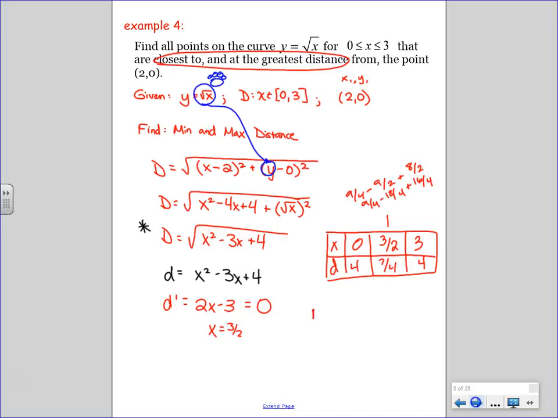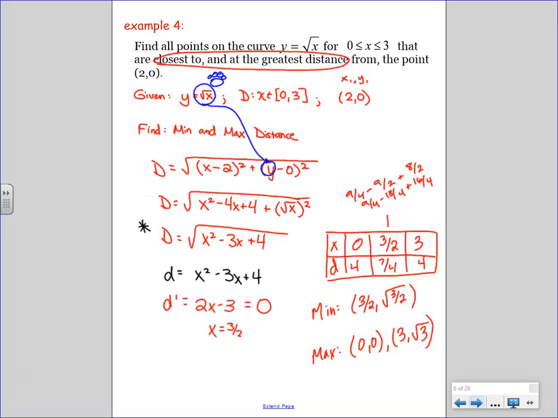So question. For the min distance, or closest to, and for the max distance, farthest from. Min distance: what's the smallest one? X equals 3/2, right? What's the biggest one? 0 and 3. Wait, did that answer the question? Find all points. Hold on. They don't just want X. What do they want? X and y. So we need to plug in. There's our 3/2 and square root of 3/2. Why am I doing that? Y equals square root of X. Then I have my 0, 0, and I have my 3, square root of 3.